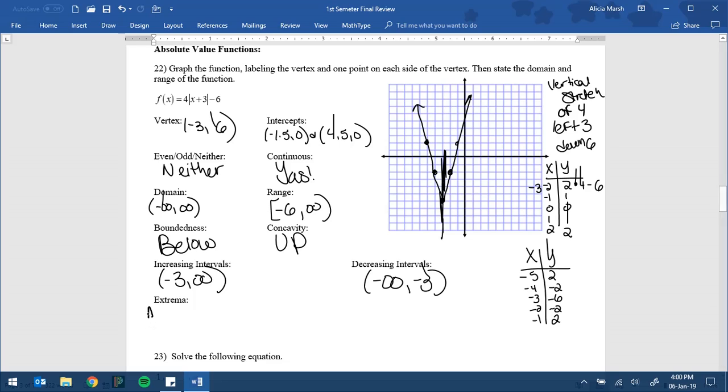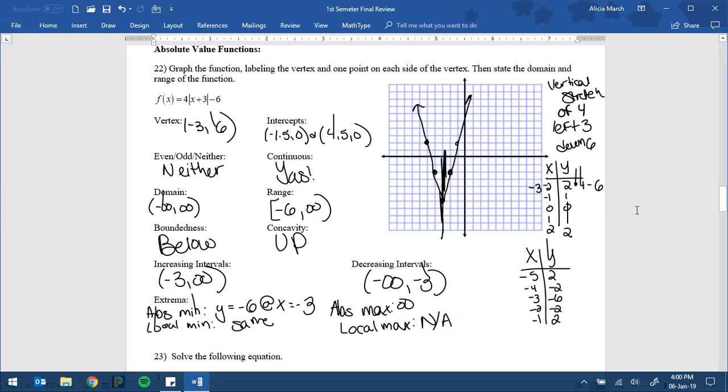Extrema, our absolute minimum, is going to be the bottom point. So y equals -6 at x equals -3. The local min is the same as that one. Absolute maximum is infinity, and the local max does not exist.